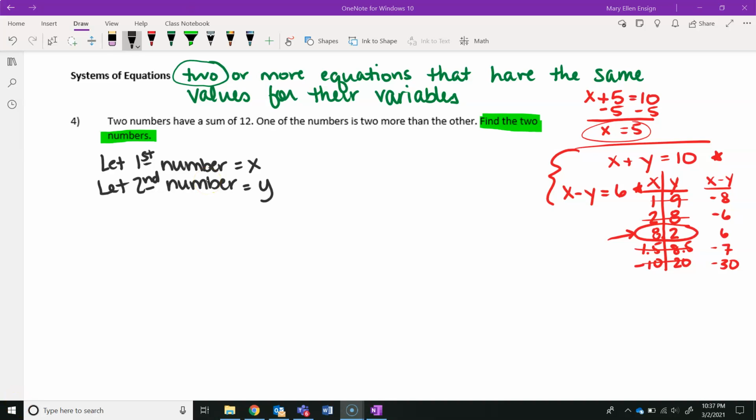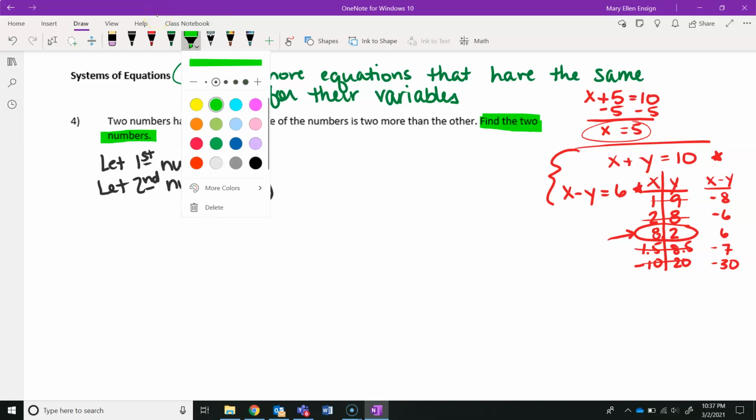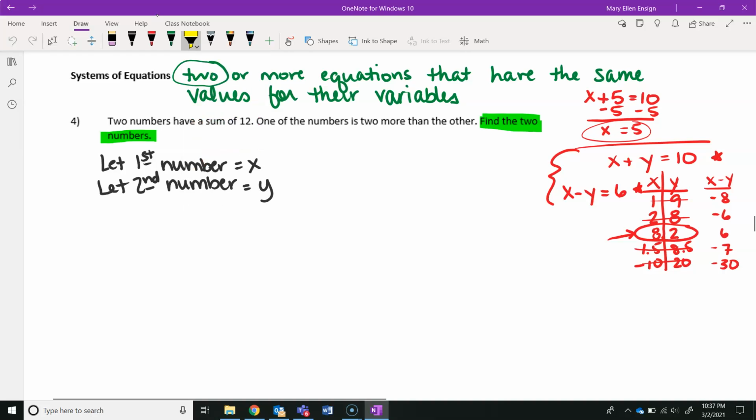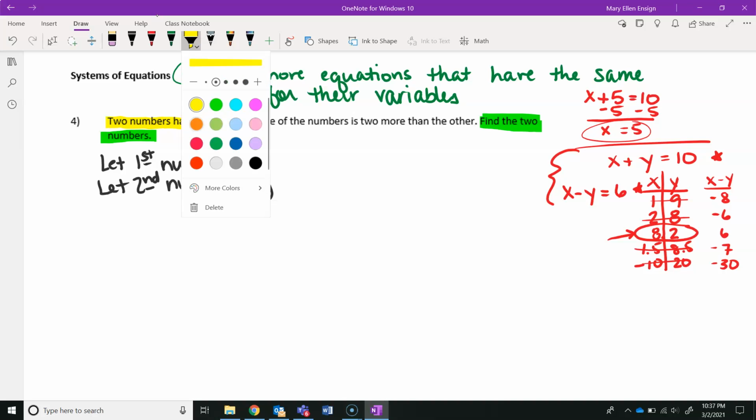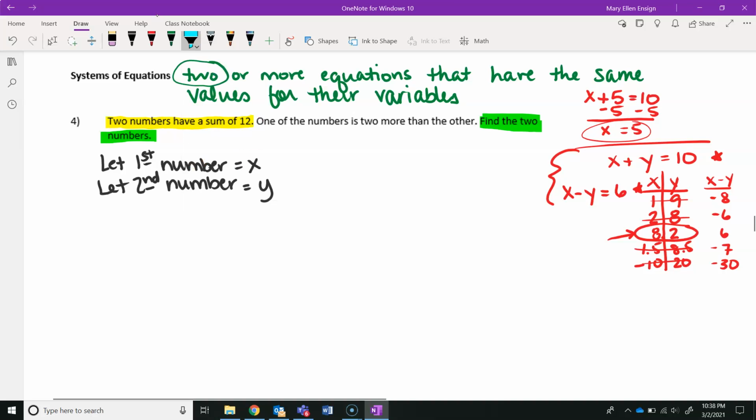So now that we have our variables defined here, we know what we want to find, right? We want to find two numbers, one we're calling x and one we're calling y. So now we're going to have two equations that we have to write since we're looking for two unknowns. One equation is going to come from this first sentence in this case, and the other equation is going to come from the second sentence.